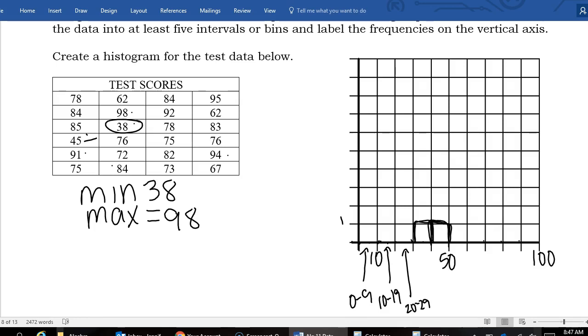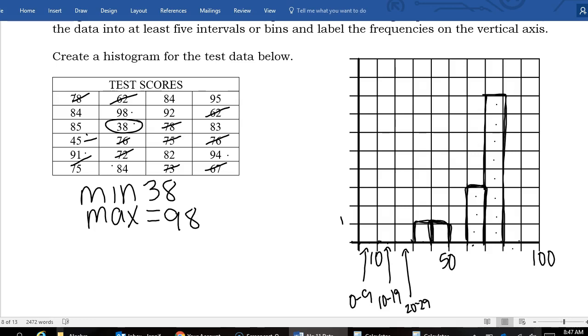So next is my 50s. I see 0 values in my 50s. 60s, 1, 2, 3. So in my 60s, this is my 60 bar, 1, 2, 3, means I'm going to draw my bar here. In my 70s, 1, 2, 3, 4, 5, 6, 7, 8. So my bar would be here for my 70s.